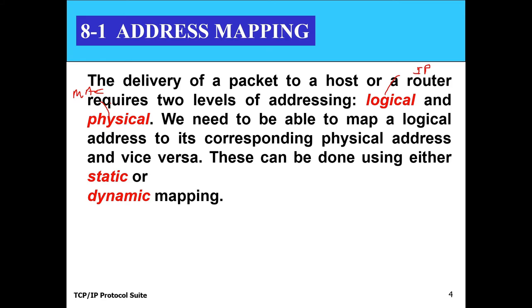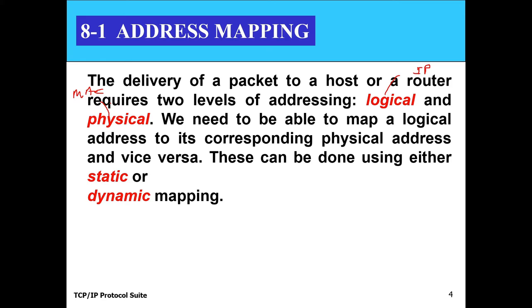And we said it depends on the technology used. So if it's Ethernet technology, then you are using Ethernet address, which is 48 bits. If it's token ring, then it's a different technology. If it's token bus, different technology. So of course we need to be able to map the logical address to the corresponding physical address. And that's the whole goal and purpose in here.